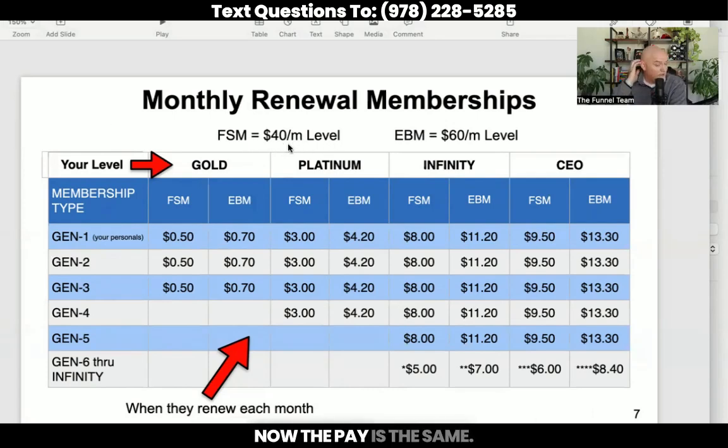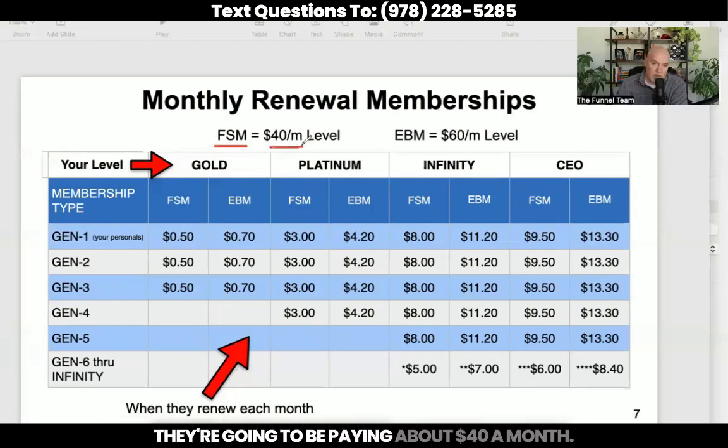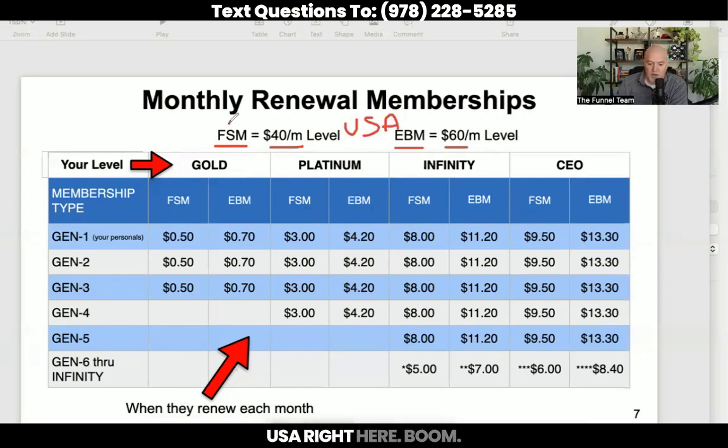Now, the pay is the same. What the global member is going to be paying is actually going to be a little bit different. So the US-based members, for their FSM membership level, are going to be paying about $40 a month, I think it's $41.95 specifically. And then the EBM level of membership is $59.95, or we'll just call it $60 per month. So these here are specifically USA. That's what they're going to be paying.